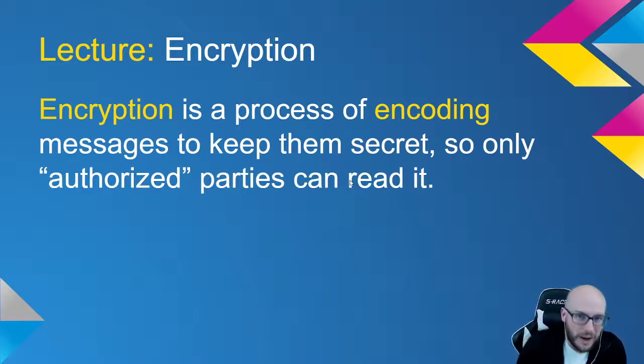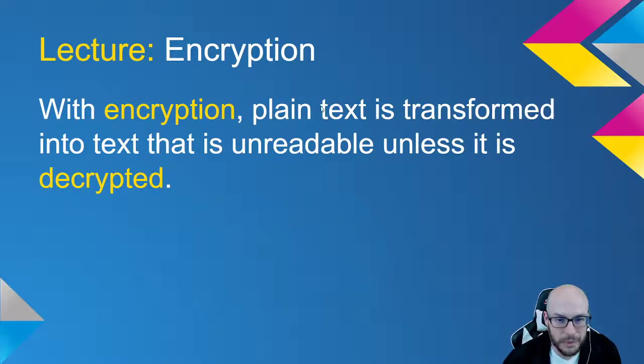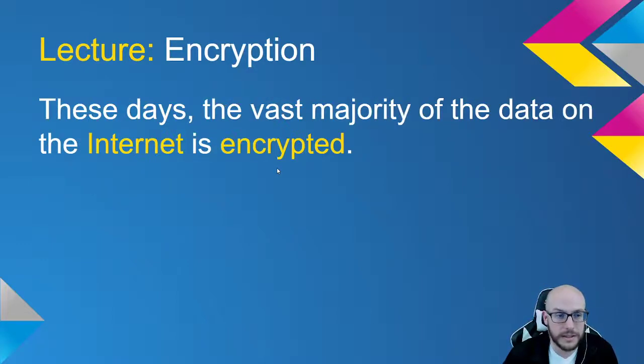So, encryption is the process of encoding messages to keep them secret, so that only authorized parties can read them. We take plain text, something that anyone can read, and transform it into text that is just unreadable unless it is decrypted. These days, the vast majority of the data on the internet is encrypted.